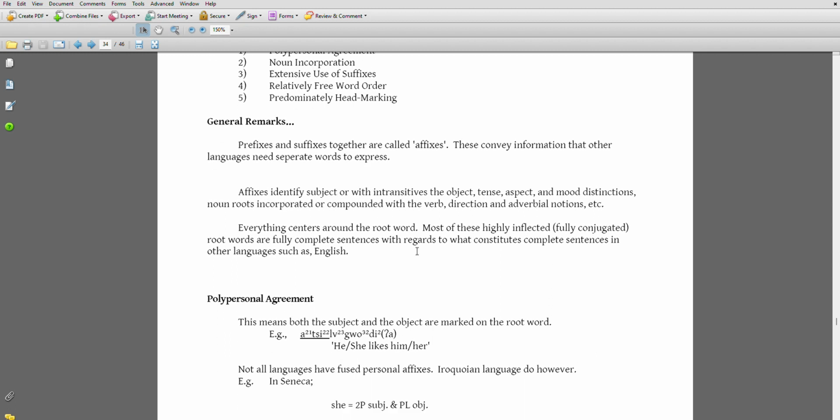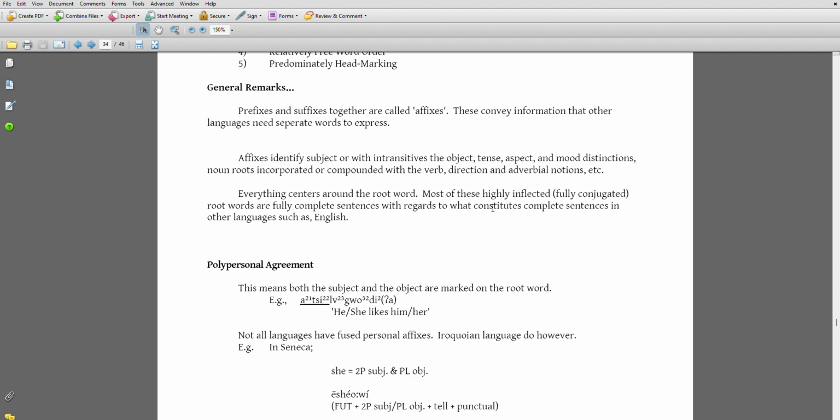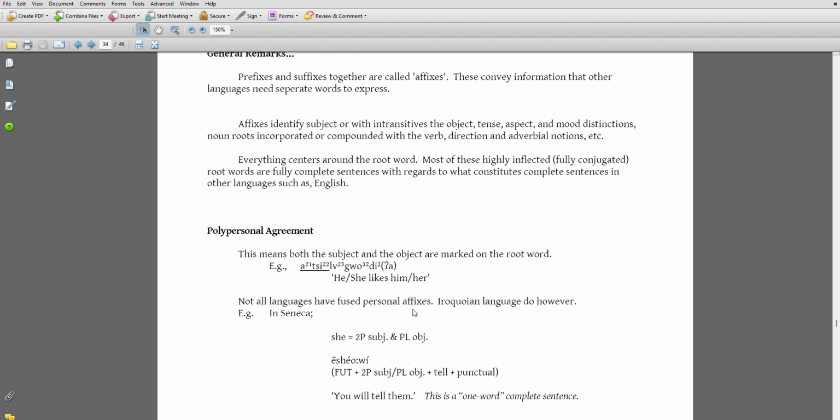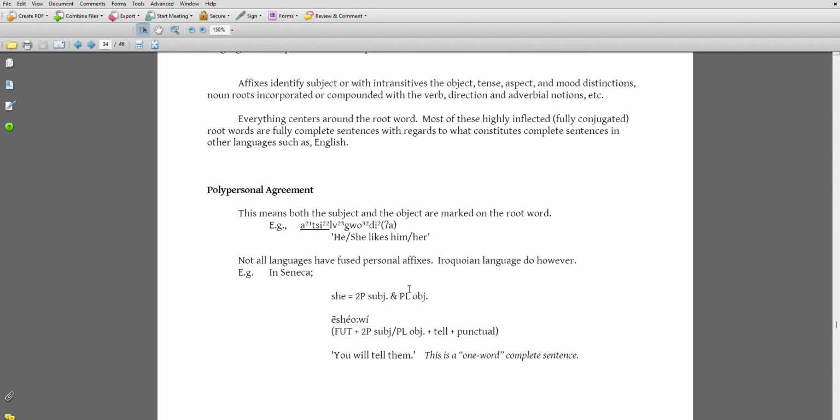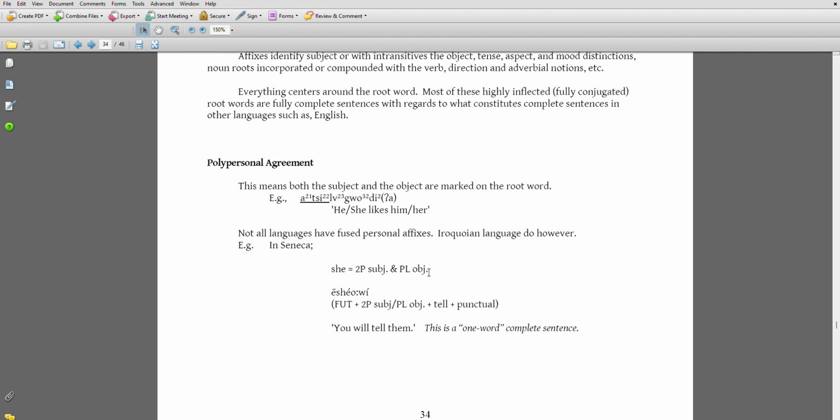Polypersonal agreement. This means both the subject and the object are marked on the root word, and in Cherokee that is true. Ajilagwodi: he or she likes him or her. Aji means he to him, or her to her, or her to him, or him to her. Not all languages have fused personal affixes. Iroquoian languages do, however. So, for example, here is a Seneca word, which I apologize, I don't know how to pronounce, but it does show that these pronouns show relationships between people.